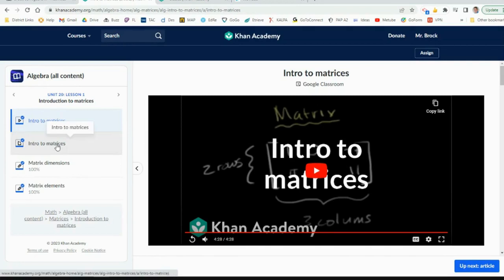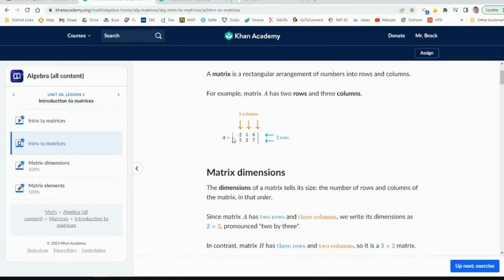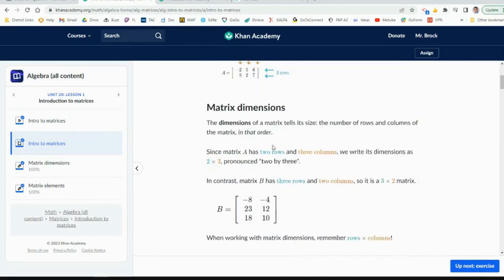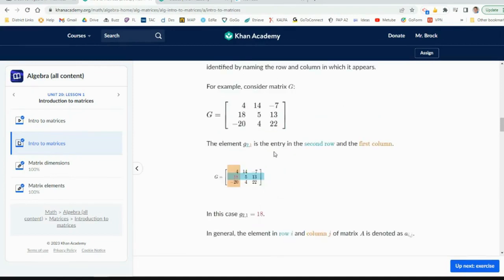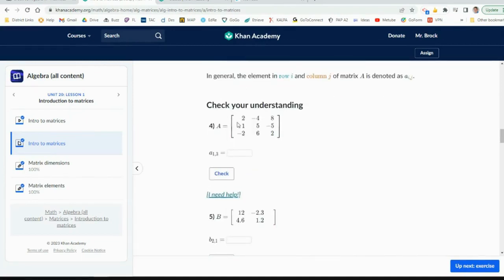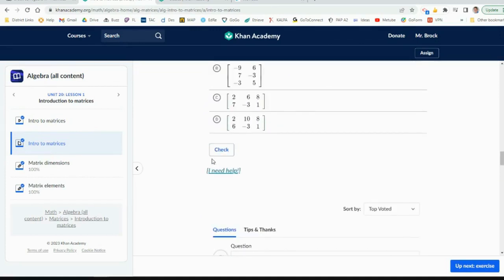And then it covers some of the same stuff in an article where you can read. This gives you your notes, things to look at. Matrix A has 2 rows and 3 columns, so it talks about the dimensions. Then it has some practice problems in the article, like check your understanding. A1,3 is what? You put it in and say, is it 8? Check. Yes, it was 8. We'll talk about this in just a minute, but it has some checks in the article.